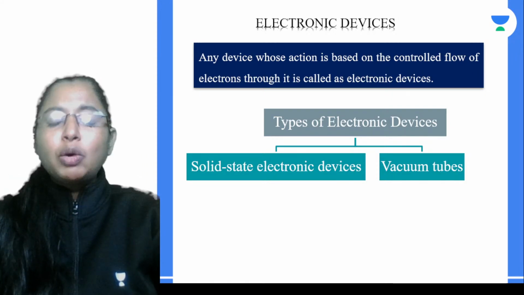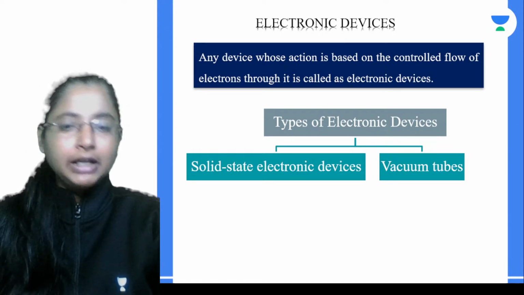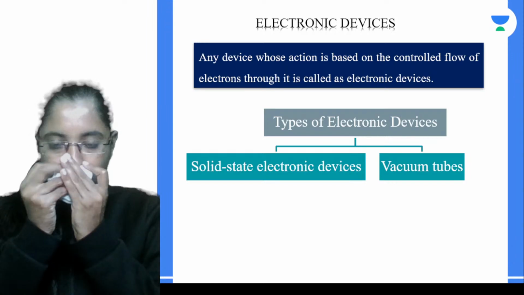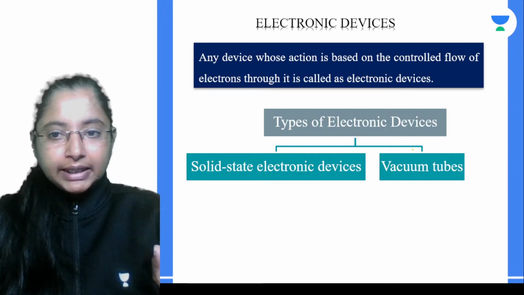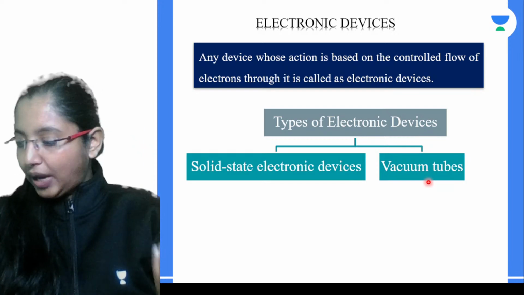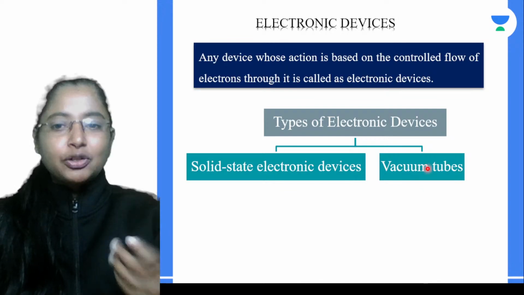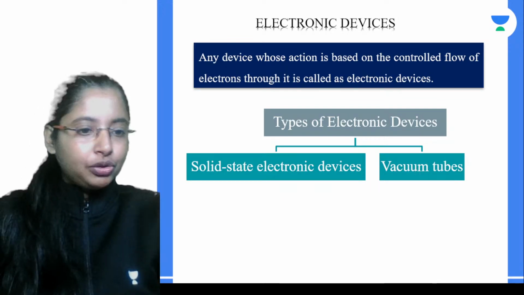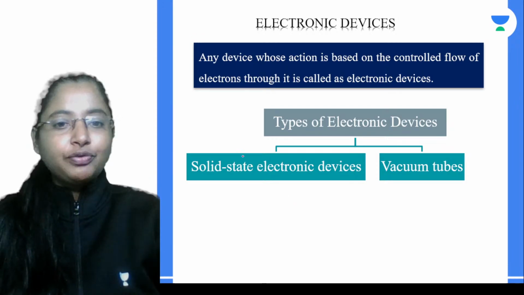So the basic idea is, what are the types of electronic devices? You may not get this asked as a question, but it is something basic you need to understand. The types are very simple: solid state electronic devices and vacuum tubes. Under vacuum tubes you have elements like triodes and diodes. These are actually not much in use today, because compared to vacuum devices, solid state electronic devices have more advantages.